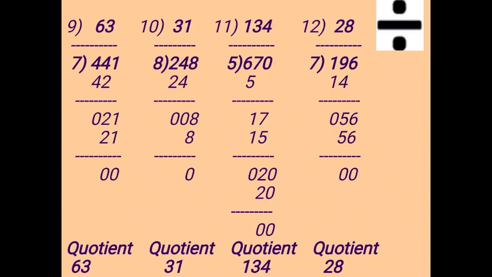After that, again you have to bring down the third number, that is 0. And as you all know, 5 fours are 20. So again you have to subtract after writing 20. Then your remainder will be 0 and your quotient, your answer, will be 134.